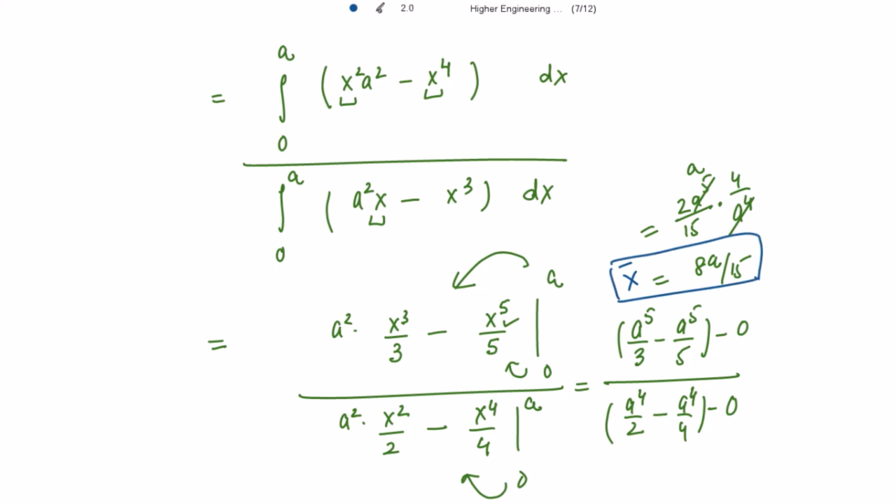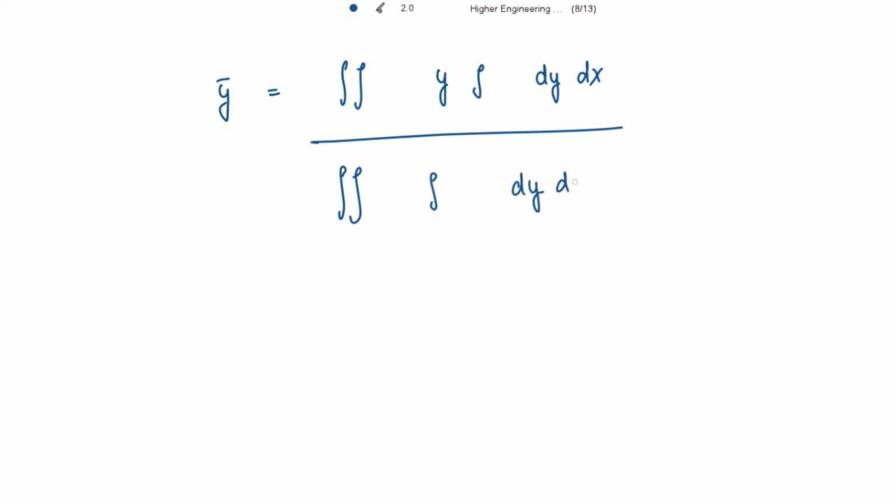So this is your x bar. Similarly, we can get the value of y bar. What is y bar according to the formula? It is double integration of y into rho dy dx divided by double integration of rho dy dx, where the limits of x are from 0 to a and the limits of y are from 0 to b into square root of 1 minus x square by a square. Just solving this same as before, and by symmetry we get the value of y bar to be equal to 8b divided by 15.